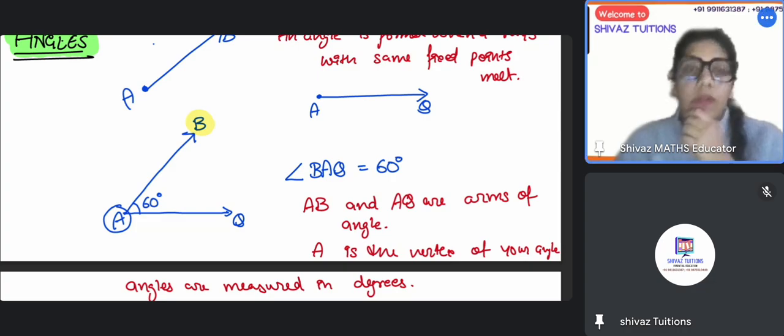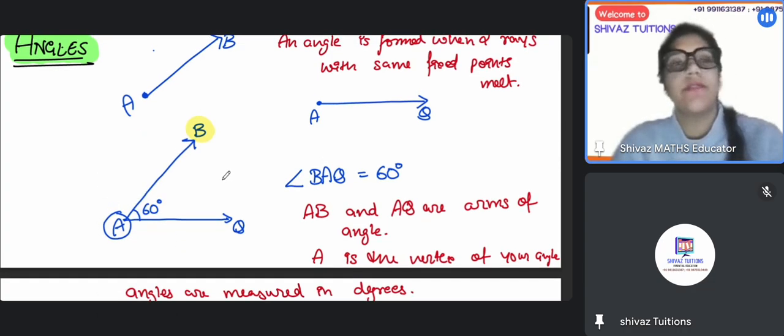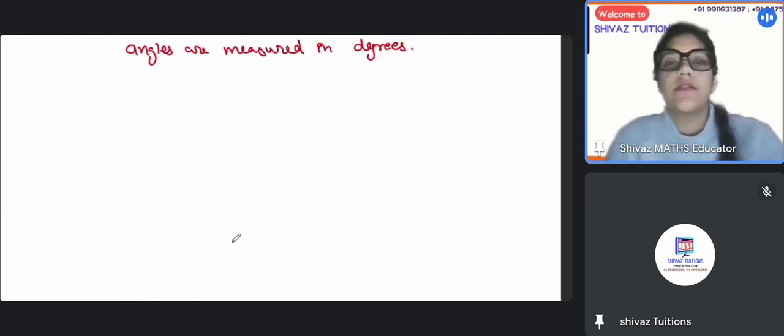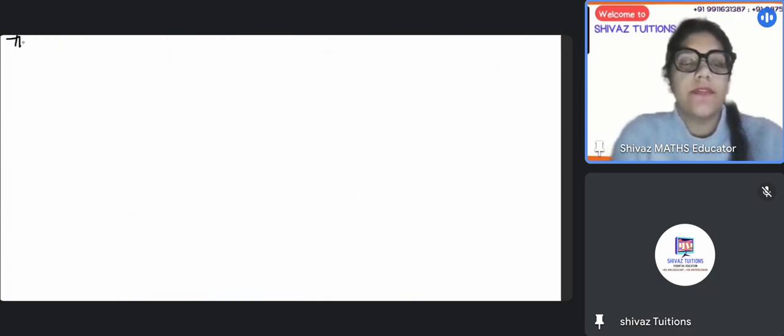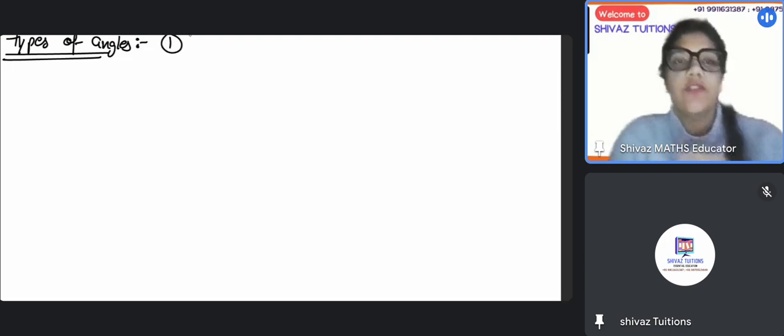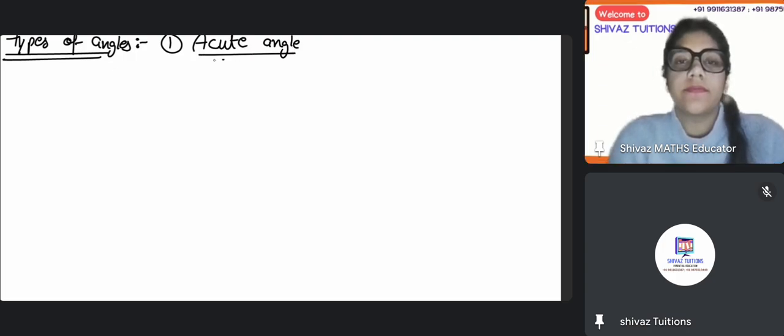Yes. Okay. So on the basis of the measurement of different angles, we have a few types of angles. Let us learn them. Types of angles. Are they right angles, obtuse angles, and acute angles? Good, you are right. So the very first is acute angle. Who knows what is an acute angle? It's an angle that's less than 90 degrees. Very good. An angle whose measure is less than 90 degrees.